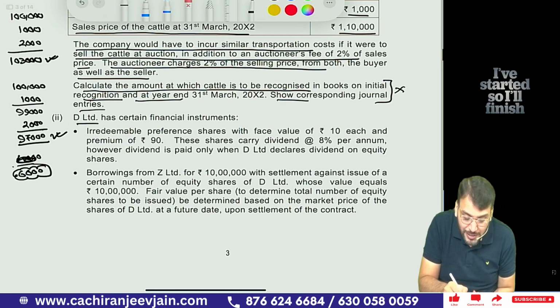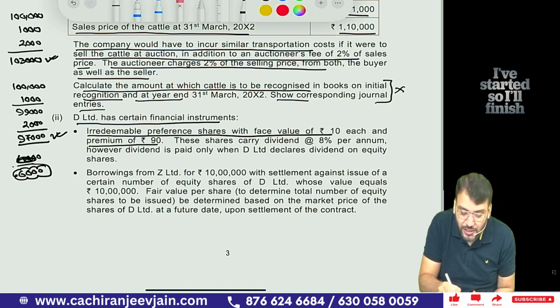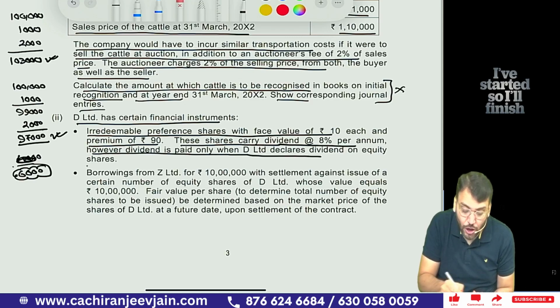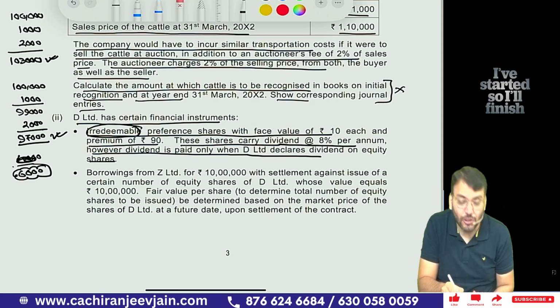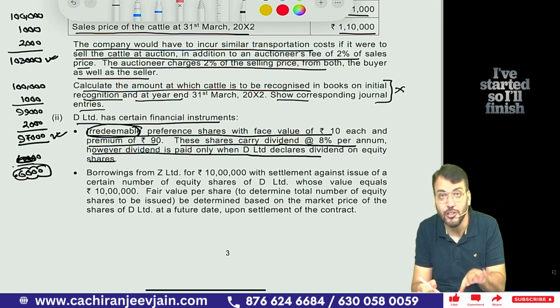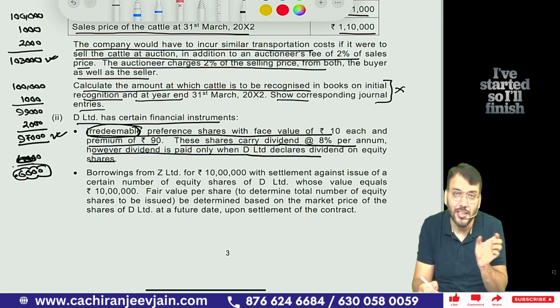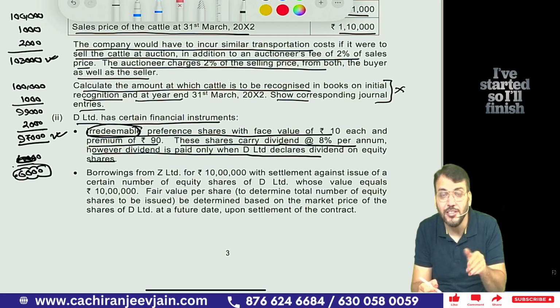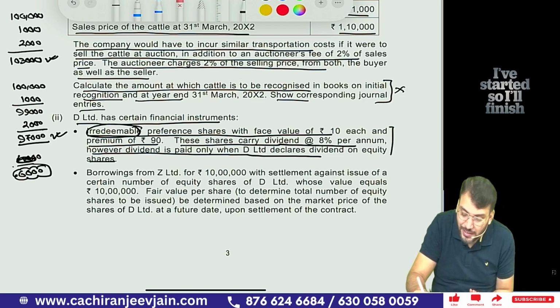Point number 2, D Limited issued a certain financial instrument: irredeemable preference shares with the face value of rupees 10 each and a premium of rupees 90. These shares carry a dividend at a rate of 8% per annum. However, dividend is paid only when D Limited declares dividend on equity shares. So the principal portion is irredeemable and dividend payment is also discretionary because that is paid only on payment of dividend on equity shares. Therefore, can I say both components, principal component and dividend component, there is no obligation to pay. So this will be classified as equity. This becomes totally an equity instrument.